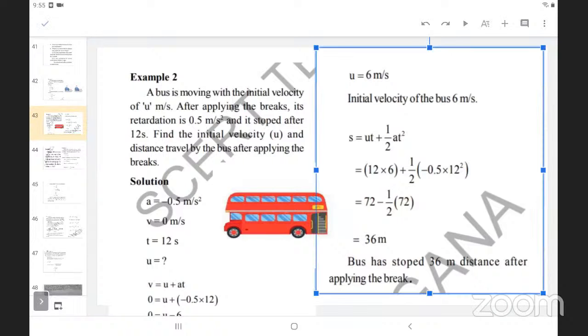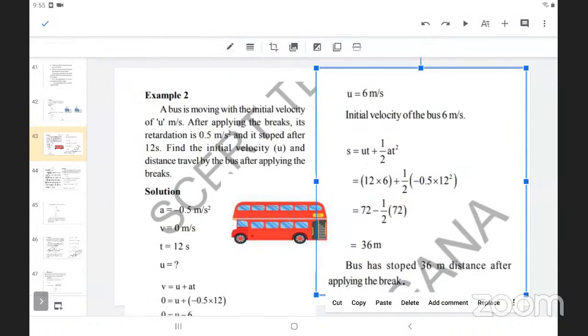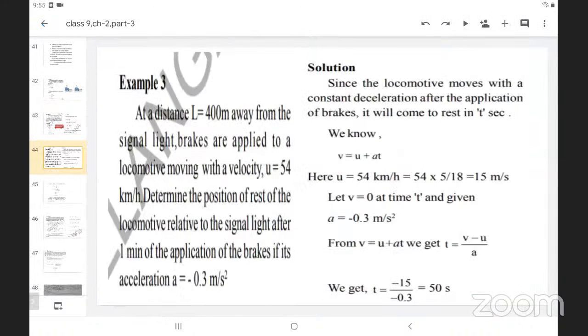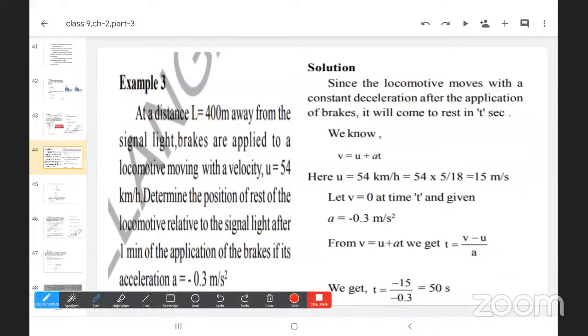And next, here we have example 3. So here the question: given that at a distance L equals 400 meters away from the signal light, brakes are applied to a locomotive. Okay, locomotive is nothing but a train only. So at a distance L equals 400 meters away from the signal light, brakes are applied to a locomotive moving with a velocity.